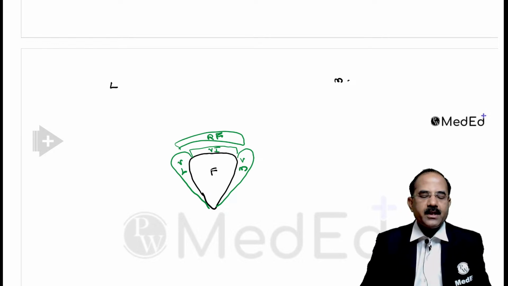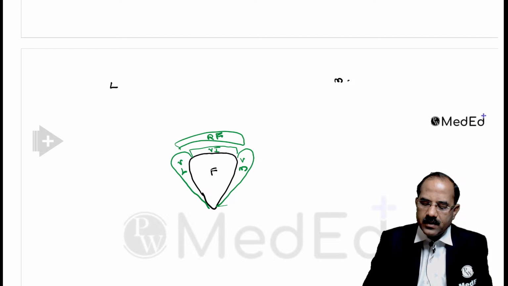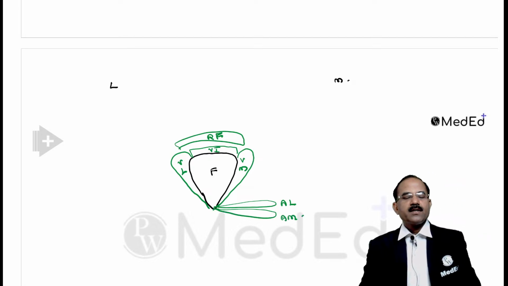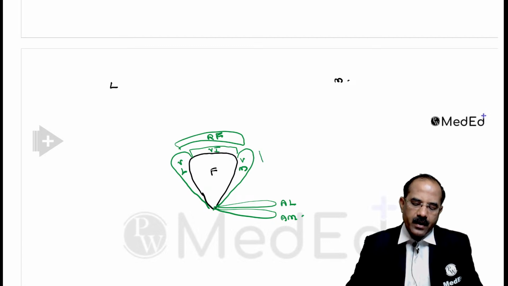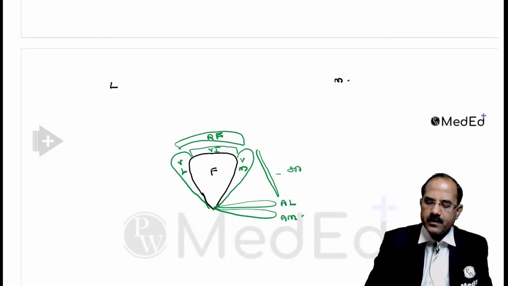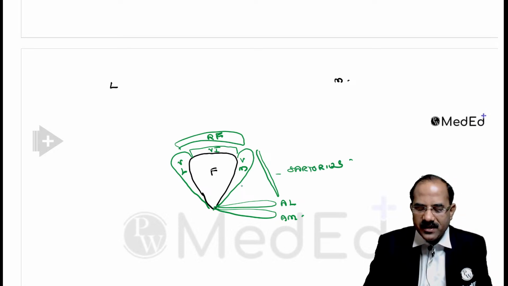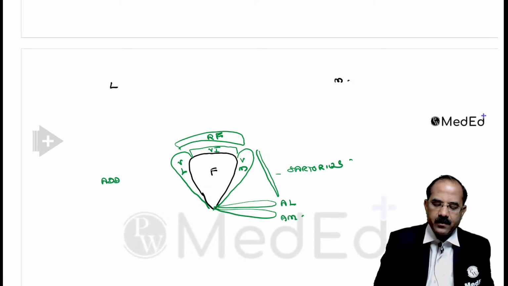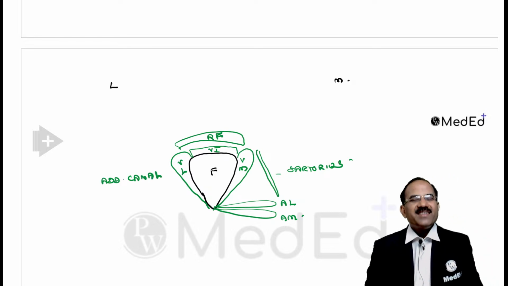ठीक है. Now coming down, students, coming down. What is this muscle? Students, don't discuss among yourselves. This is adductor longus. And what is this muscle? This is adductor magnus. Adductor longus, adductor magnus. And what is this roof formed by? ये कौन है? That's the sartorius. What have I drawn for you, bachcho? What is this area known as? This area is known as the adductor canal. Adductor canal or the Hunter's canal.